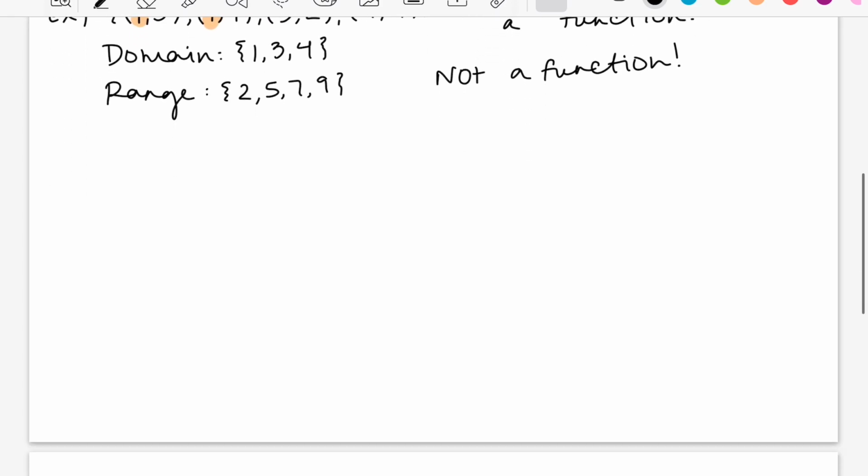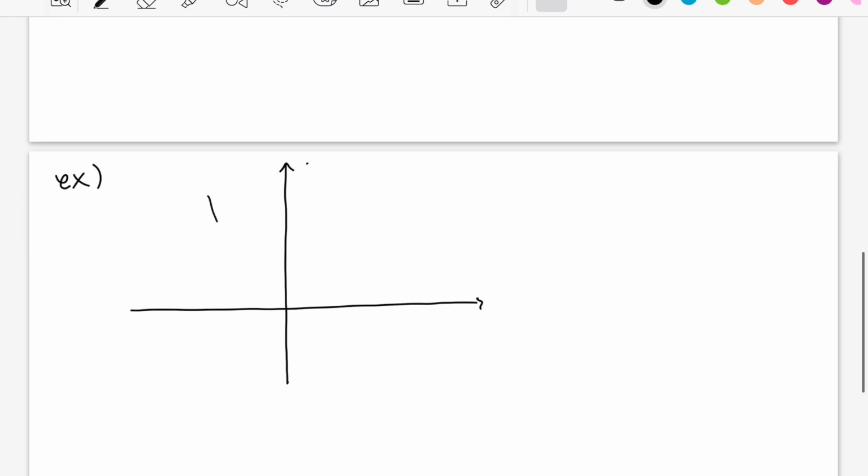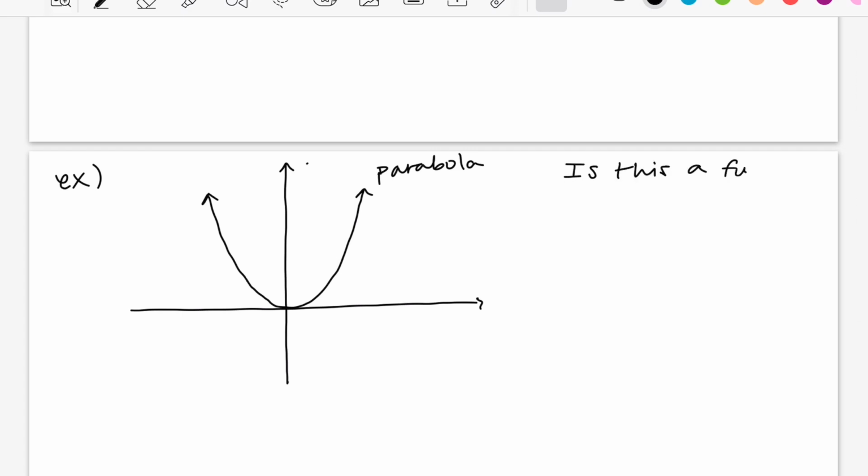All right, let's look at another example. Let's say we're given just a graph. Now this here is a graph of what's called a parabola. This is the shape of this graph. And let's say that's all we're given and we're asked, is this a function?